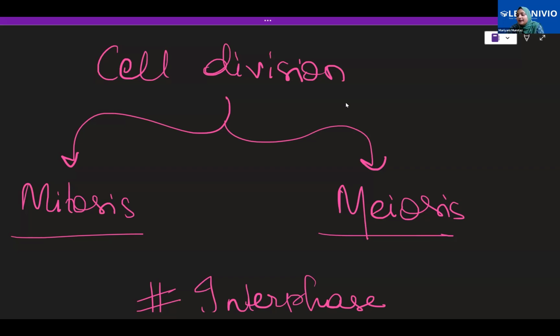Okay. Now, what is the meaning of karyokinesis? Division of nucleus takes place. Division of nucleus means karyokinesis. And what is cytokinesis? Division of cytoplasm. Okay. What are the various phases of the M phase, I mean, the karyokinesis phases? Prophase, metaphase, then anaphase, and then telophase.